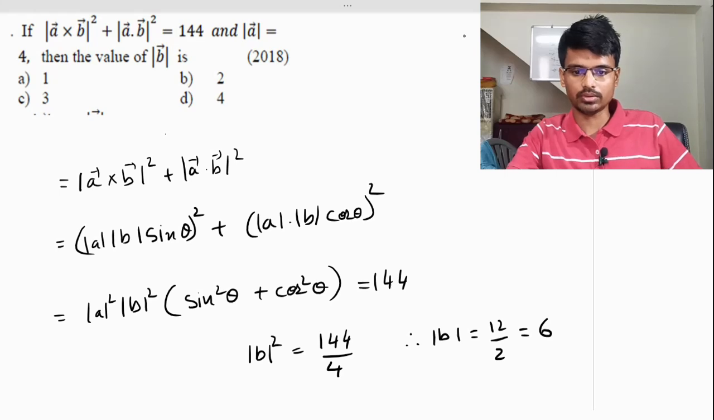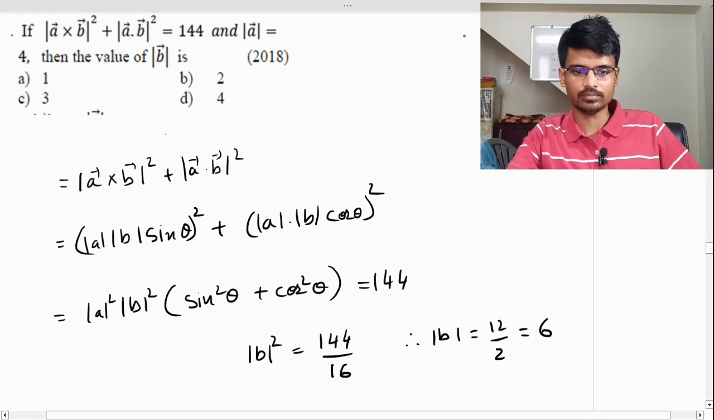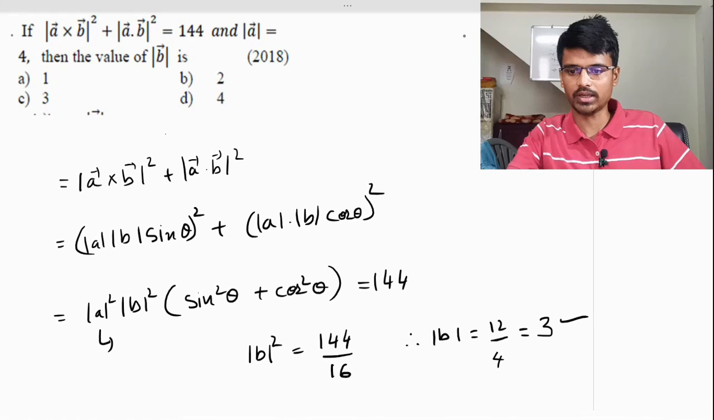Okay, so this is 16, right? This is 16. So this is 3. I'm so sorry, here the square of vector a is 16, right? So the correct answer is option C, that is 3. Let's move on to the next question.